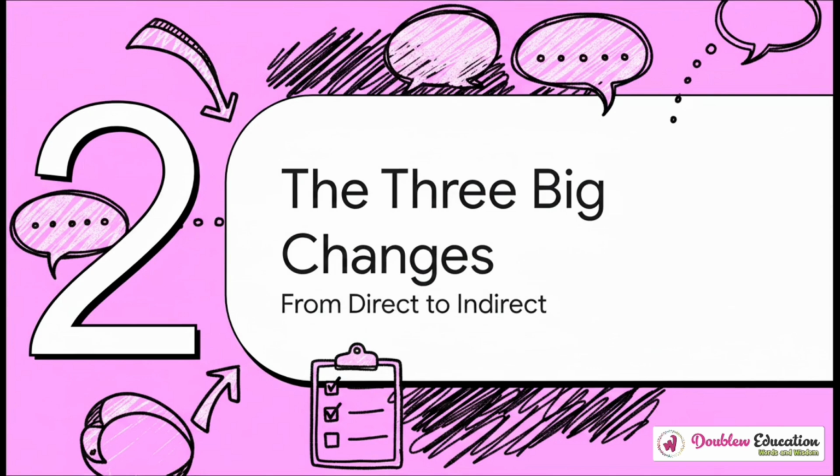Okay, let's get into the nitty-gritty. The three big changes, from direct to indirect. Now this is the really important bit. How do we actually change a sentence from one to the other? It might look a bit tricky at first, but honestly, it all boils down to three main changes. Let's tackle them one by one.